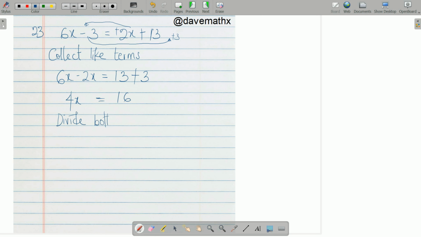Divide both sides by the coefficient of x, which is 4. For x is equal to 16, dividing all by 4, we have x equals 4.